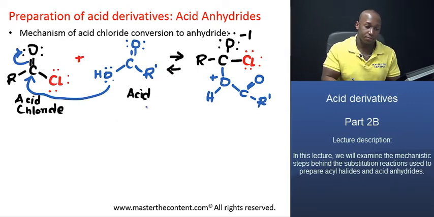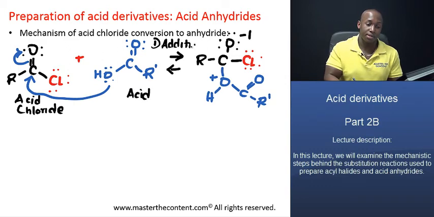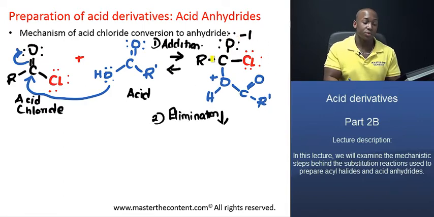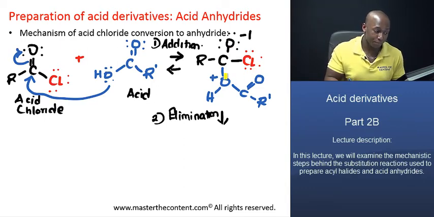Okay, perfect. Now what happens next is that we will have an elimination step. So we began with a nucleophilic addition step, a nucleophilic attack, and in the second step of the reaction, we will be dealing with an elimination step. So this intermediate that we have right here will then collapse to eliminate the chloride ion, and that looks something like this.